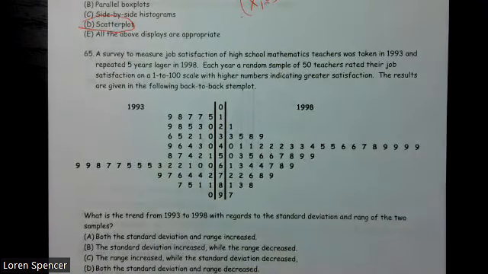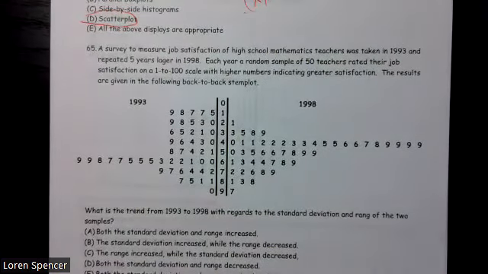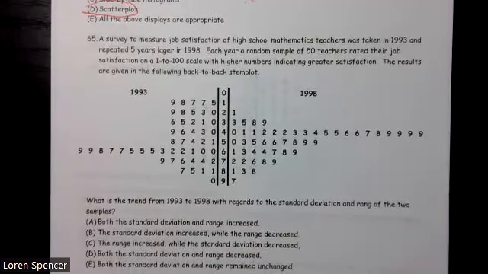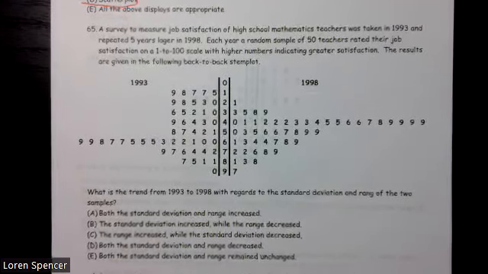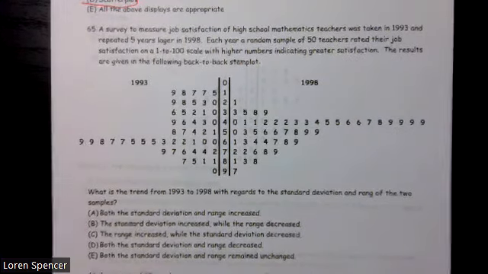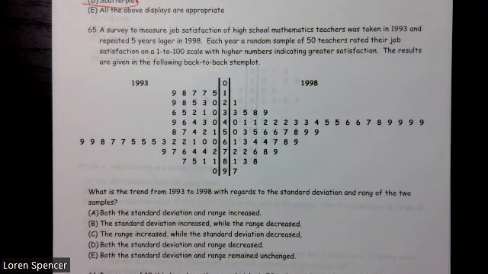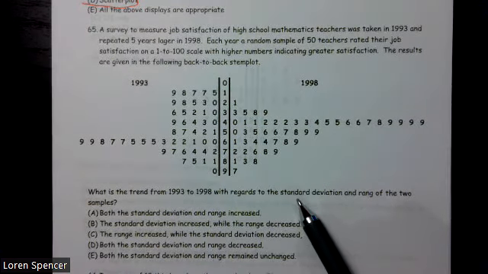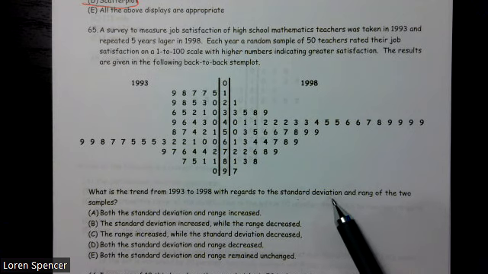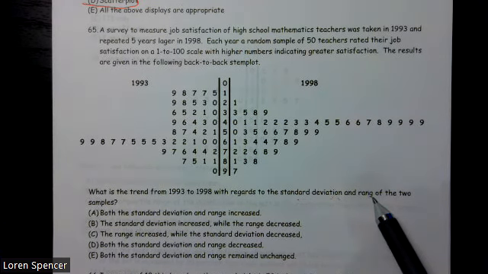A survey to measure job satisfaction of high school mathematics teachers was taken in 1993 and repeated 5 years later in 1998. Each year, a random sample of 50 teachers rated their job satisfaction on a scale of 1 to 100, with higher numbers indicating greater satisfaction. The results are shown in the table below. So what is the trend from 1993 with regards to the standard deviation and range of the two samples? That's kind of hard to say with this.